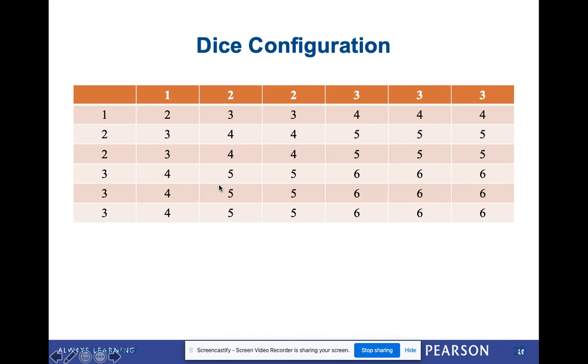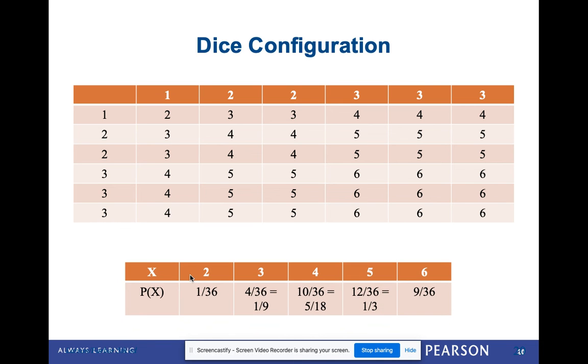Basically, all you got to do is simply count how many 2s, how many 3s, 4s, 5s, and 6s, out of 36 for each. And then that represents your what? Probability distribution. Okay.